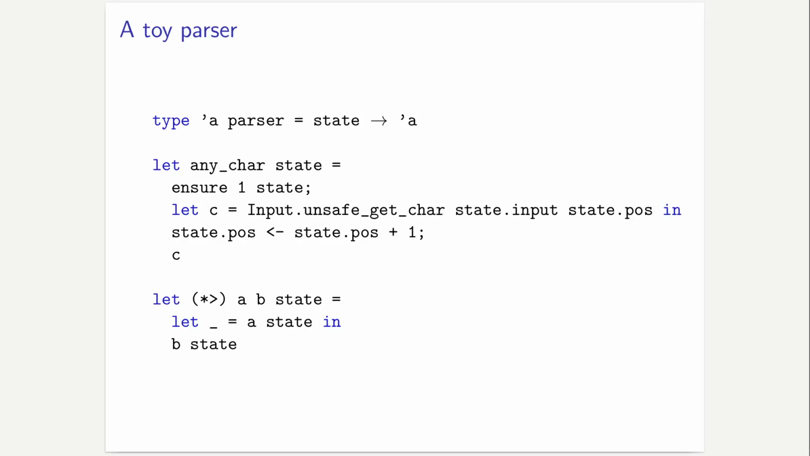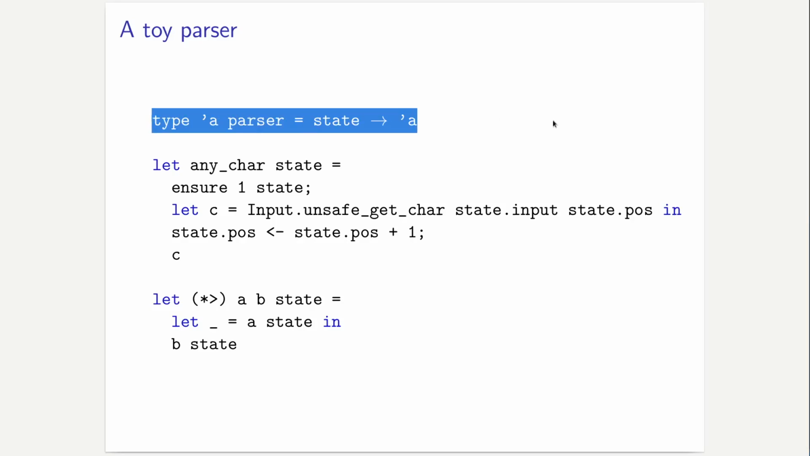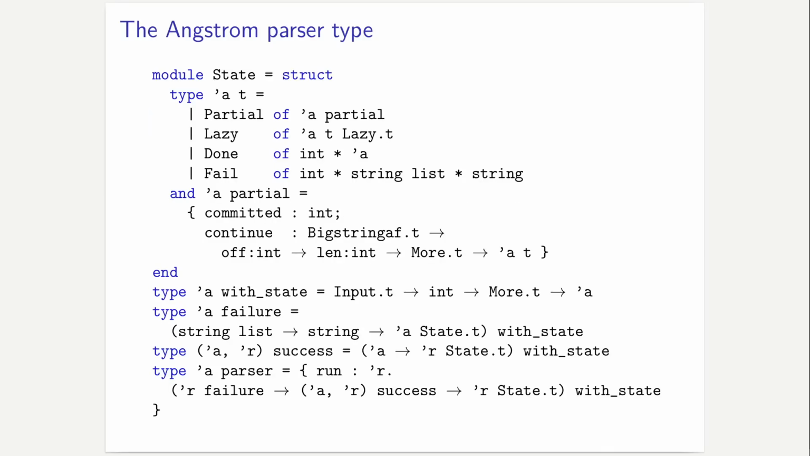And because of that, real parsers can be more complicated. So now let's look at a real parser, Angstrom. We'll look at the equivalent to this type. So instead of saying that a parser is a function from a state to an alpha, Angstrom says this. You don't need to read all this, but what I want you to notice is that it's got more complicated.